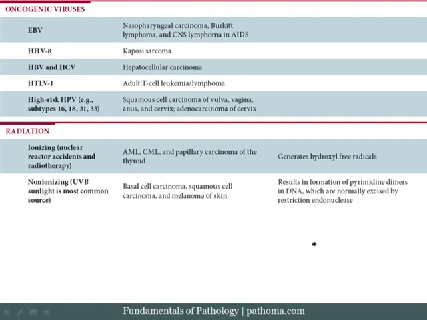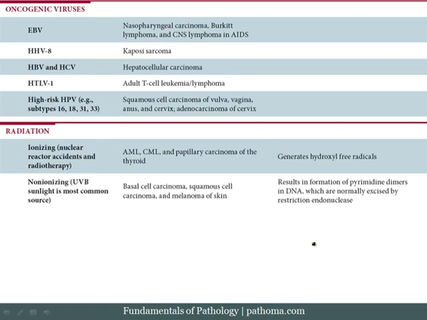The first are Eastern European males, older Eastern European males. They get Kaposi's sarcoma of the skin, and the treatment for those patients is to simply excise the Kaposi's sarcoma, and they will respond very well to that simple treatment of excision.